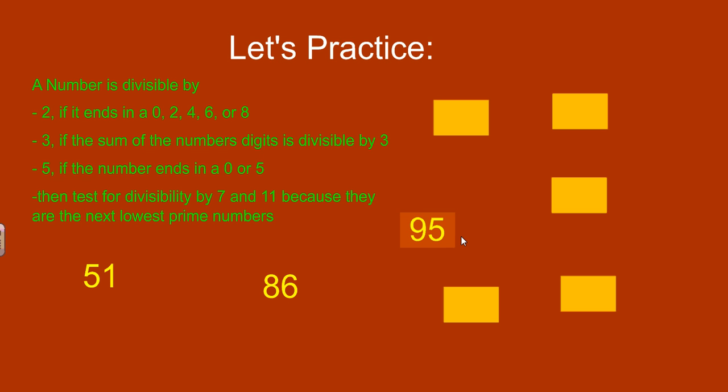How about this number? Pause the screen. Did you come up with composite? Because it's divisible by 5, it ends in a 5 or a 0. This one is prime. When we test our divisibility rules on this one, it's not divisible by 2, 3, 5, and if I move on to 7 and 11, it's not divisible by either of those either, so it must be prime.